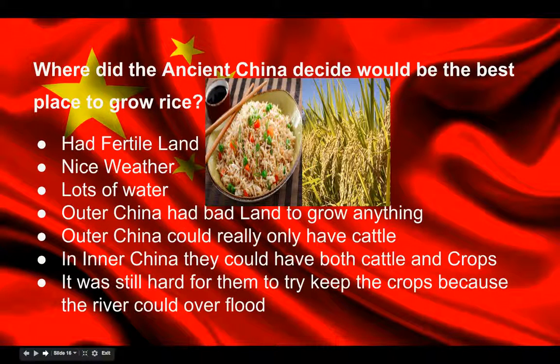So where did ancient China decide would be the best place to grow rice? Well, really, near those really wet areas like in the Chang Basin, and that had really fertile land. The weather was ideal. Outer China, not so much. The land wasn't great for growing anything. And of course, you've got to have a lot of water, and Outer China didn't have that. Inner China was good for growing crops and raising cattle, so it again made it desirable for why people would want to live there and do that. The river floods, makes the land fertile. All is good in the world.